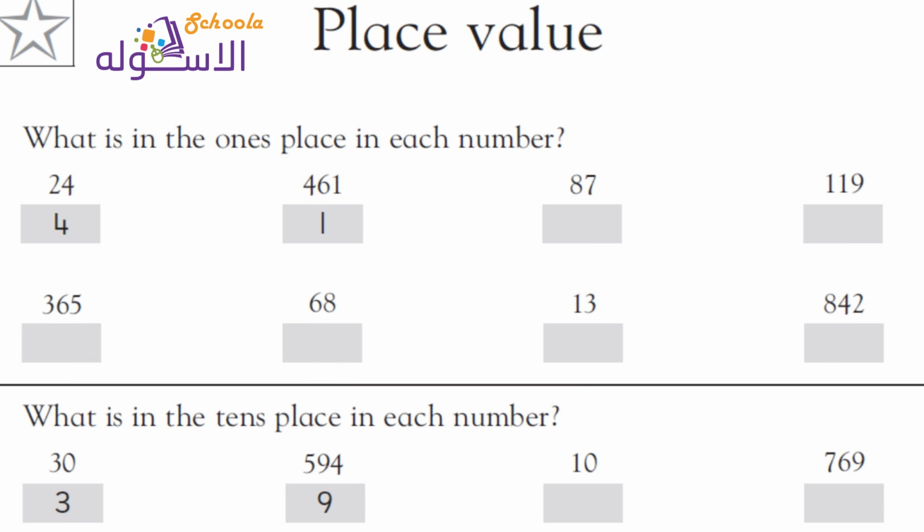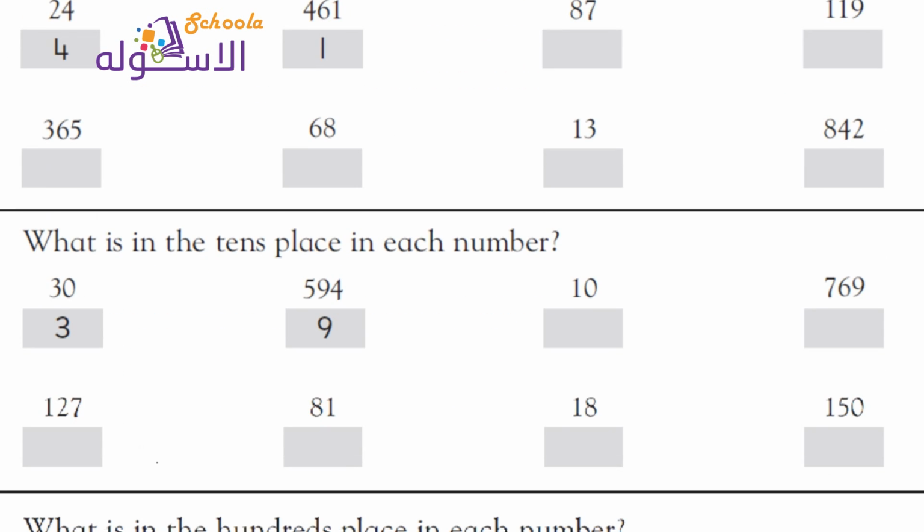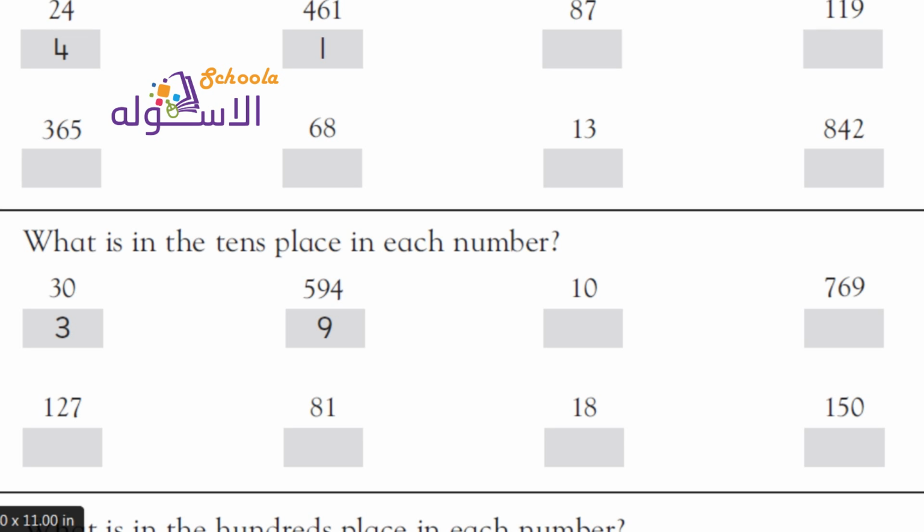Very good. Let's see another example. Here, he is asking about what is in the tenths place. And the tenths place will be the second place from the right. Why? Because I have units, tenths, hundreds. Tenths will be in the middle. Not the middle, it will be the second from the right. Take care. The second from the right. Units, tenths. The second from the right.